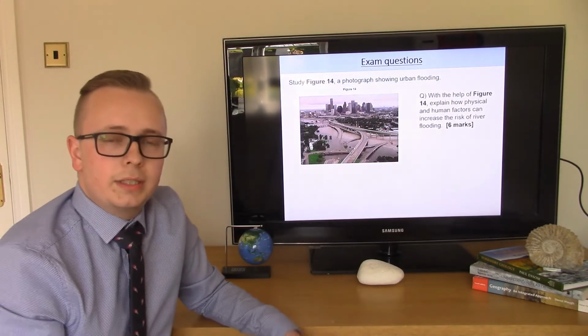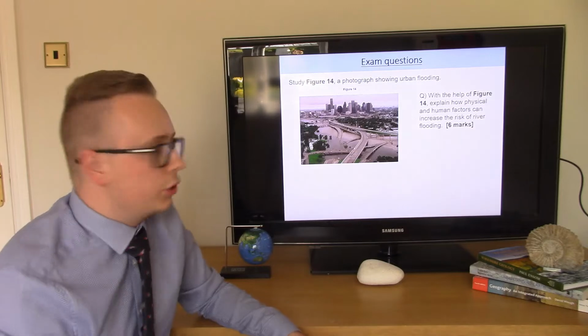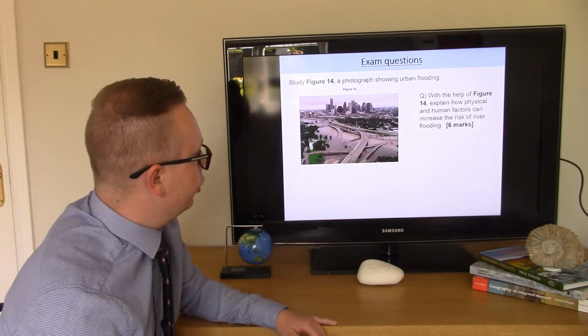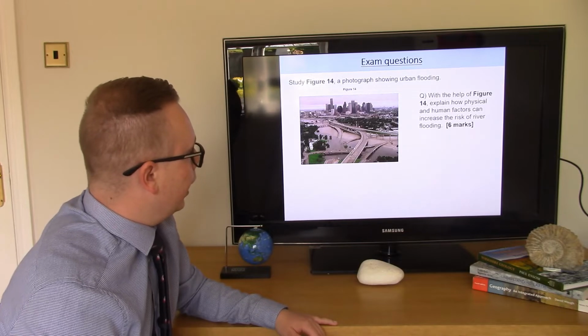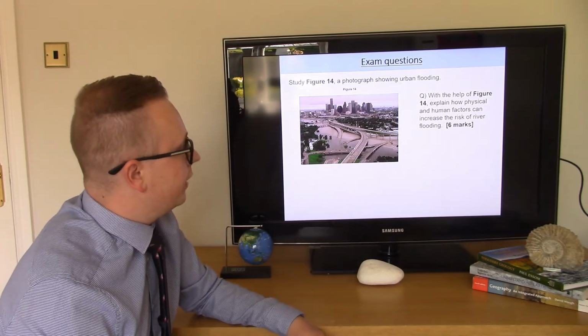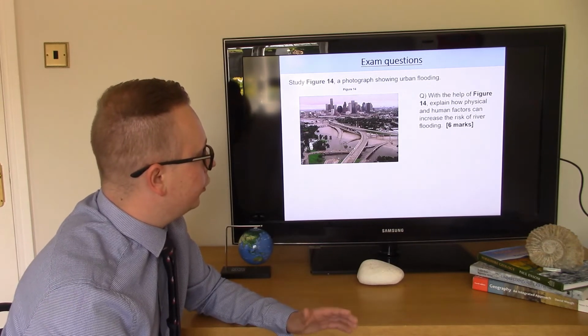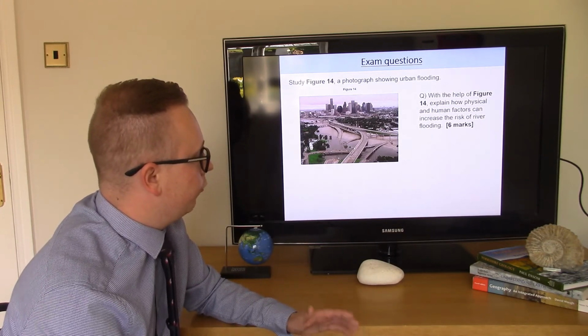So we'll just finish by taking a look at a couple of exam questions. So first of all, here we've got figure 14. It's a photograph showing urban flooding. And we can see the question says, with the help of figure 14, so we must refer to the figure, explain how physical and human factors can increase the risk of river flooding.